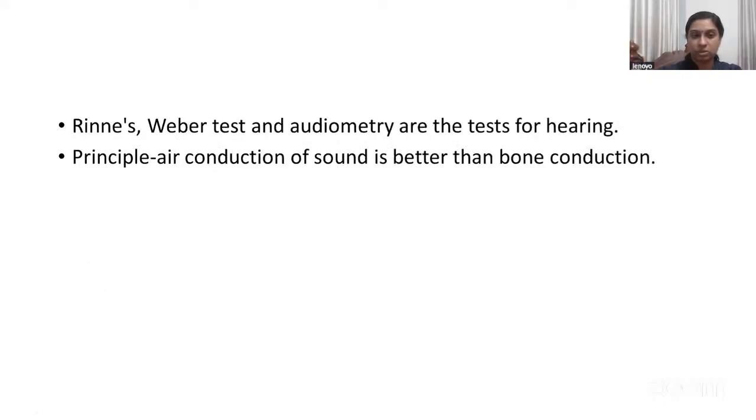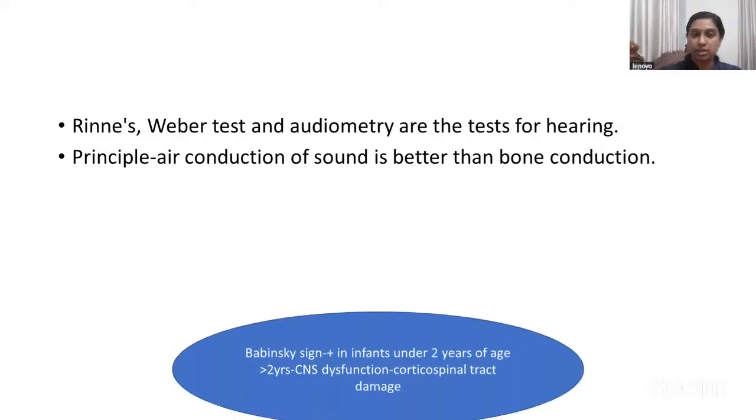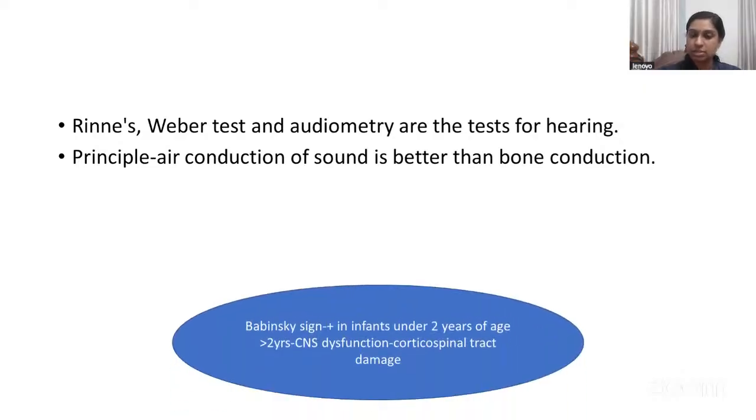Okay. So Rinne, Weber and audiometry are the best tests for hearing. The basic principle of these tests is that air conduction of sound is better than bone conduction. That's the basic principle of these tests for hearing. Okay. Now, let's discuss the other tests. First is the Babinski sign. What's Babinski sign? It is positive in infants less than 2 years of age. When it is positive in a person more than 2 years of age, that's a result of some CNS dysfunction, usually some corticospinal tract damage. Okay, so what's Babinski sign?